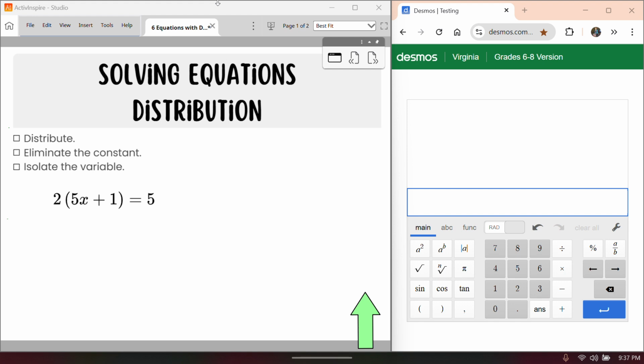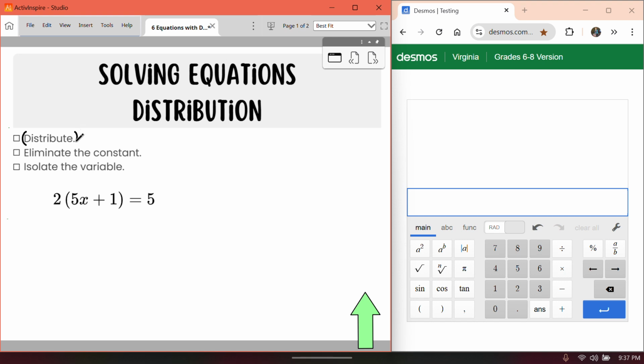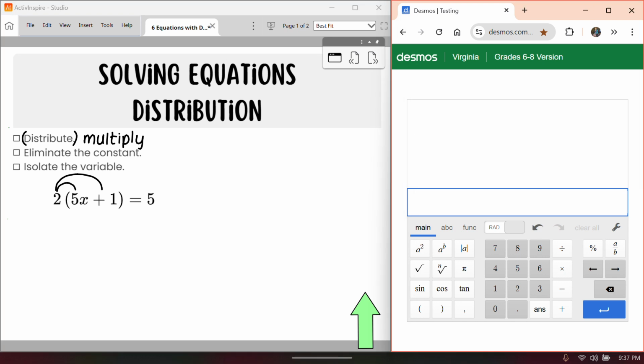And we already know how to distribute. It's when we have these parentheses, and it means that we are going to multiply, but we learned how to do that when we simplified expressions. So I'm going to draw my little lines there. I'm going to come over to Desmos. I'm going to use Desmos so I don't make any mistakes.